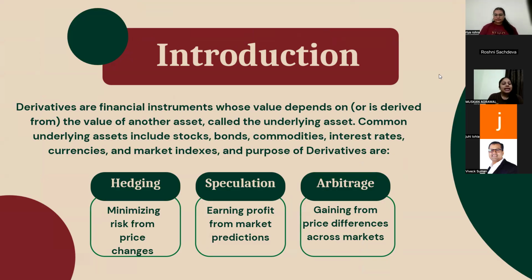First is hedging. Hedging is a kind of insurance which is used by investors to minimize their risk in future. Second is speculation. Speculation means earning profit from predicting the current market and future market. Third is arbitrage. It means buying in one market and selling in another market and making profit from the price differences. Now we will see a small example.